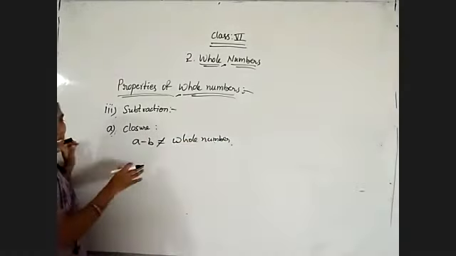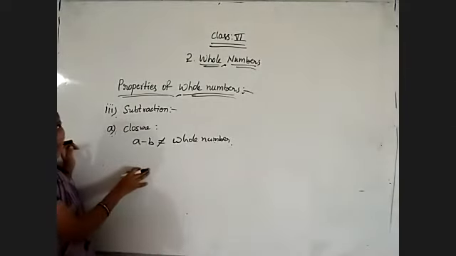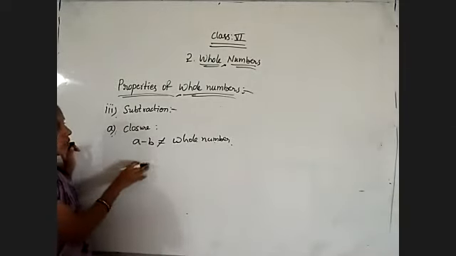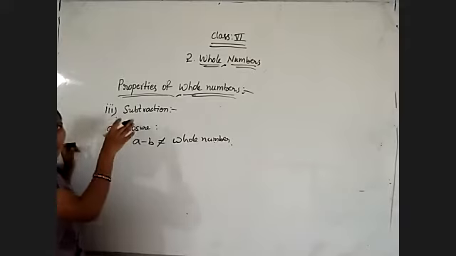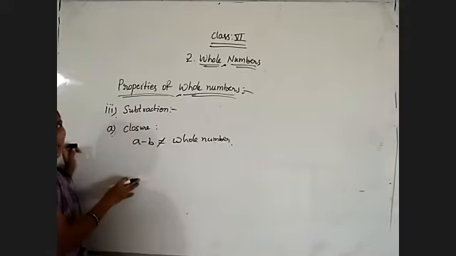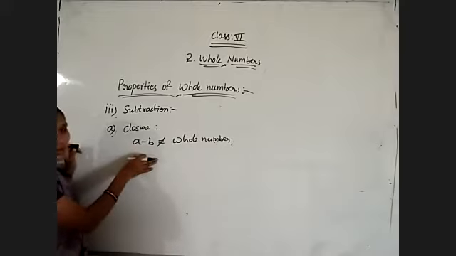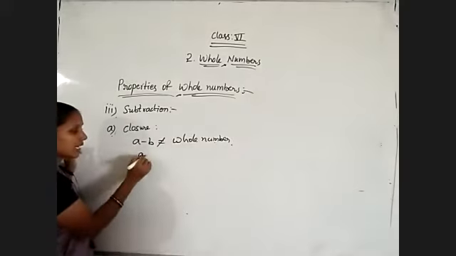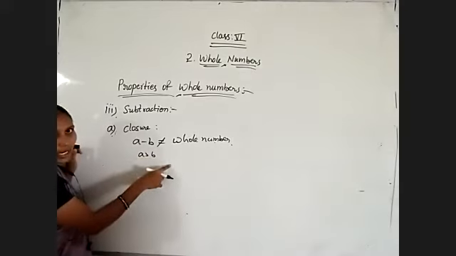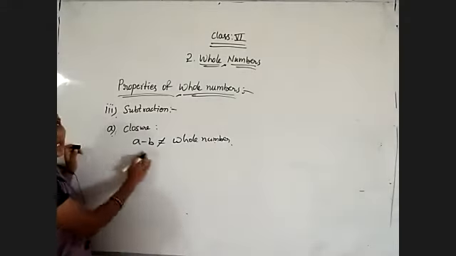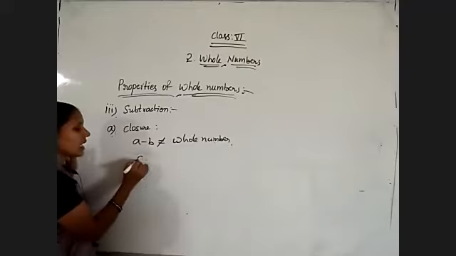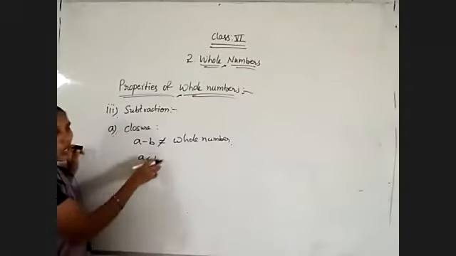Only for some cases it is possible, but in every case it is not. So property means compulsory. It has to be obeyed in all conditions. But here, only in some situations is this statement true. If I am taking A is greater than B, then I will get a whole number. But if I am taking A is less than B, in that case I am not getting a whole number.